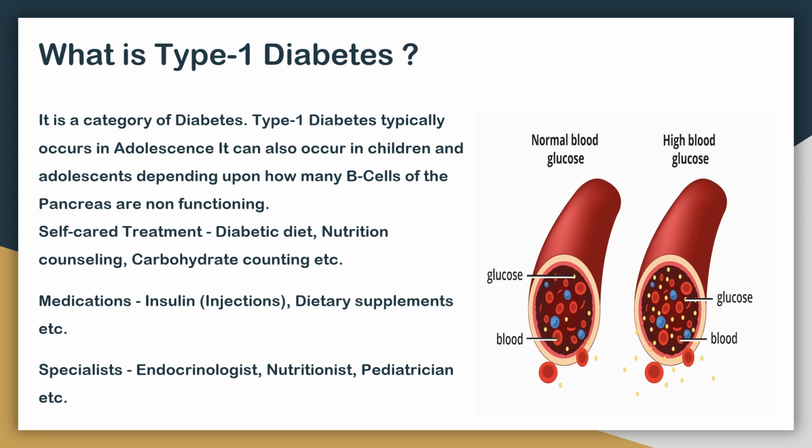Medications, if you go to the doctor and the doctor recommends some medicines, you can have some injections of insulin as described by the doctor, dietary supplements, etc. Now, which doctor should we go to? Endocrinologist. He or she will entirely deal with your lower abdomen, like the pancreas, the gallbladder, the small intestine, and all that part. Nutritionist, for nutrition counseling. And pediatrician, if you are a child, then pediatrician is most commonly referred.